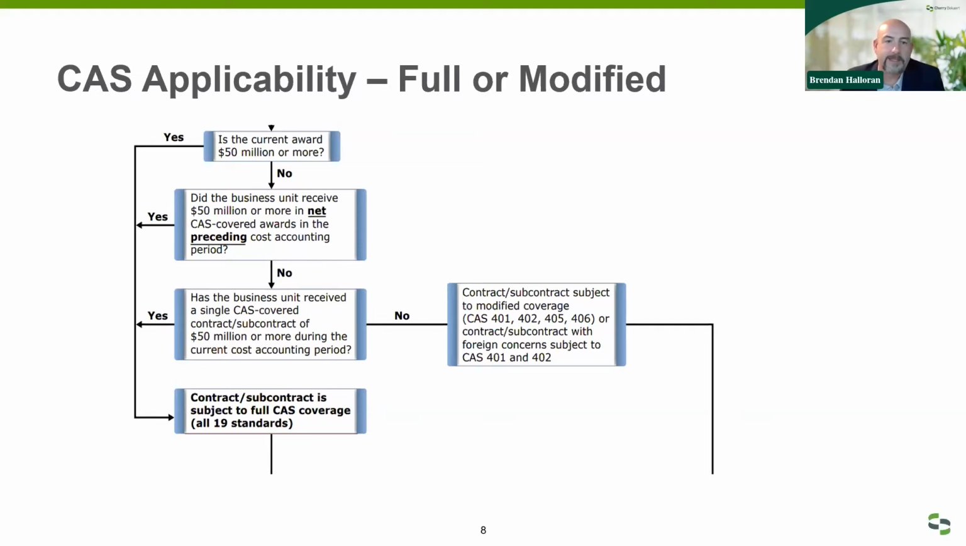So as we walk through this, we look at whether there has been a single CAS covered contract of 50 million or more, and again, be cognizant of the accounting periods, because that's a key feature in coming up with these values. And you can see this is where you start to break off, and you would go one of two paths, whether it be full CAS coverage or modified. Again, this is a great tool to have as you're walking through and evaluating contracts, and the outlook for any opportunities you're considering along the way.